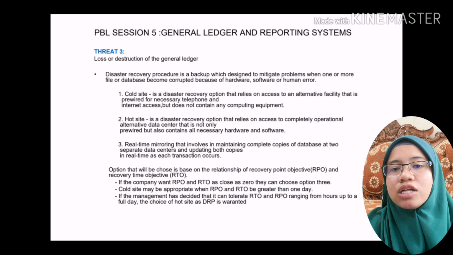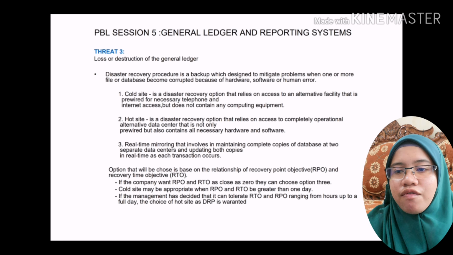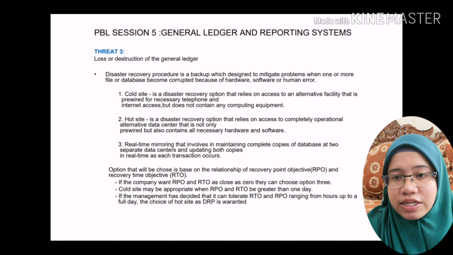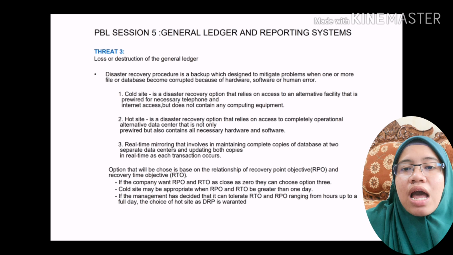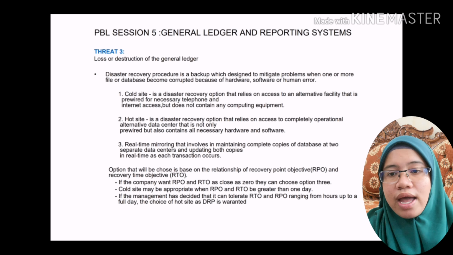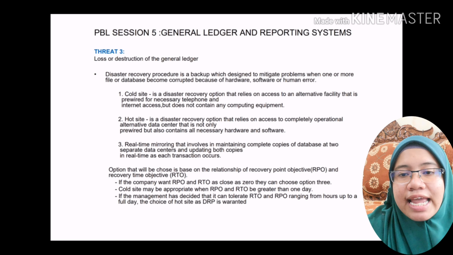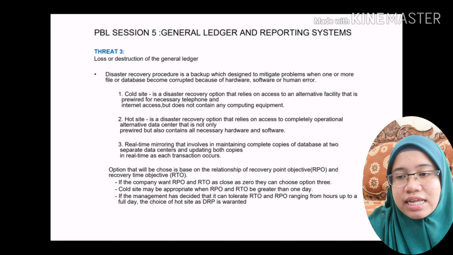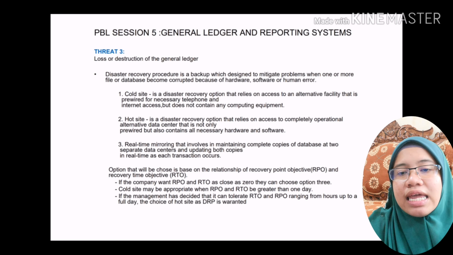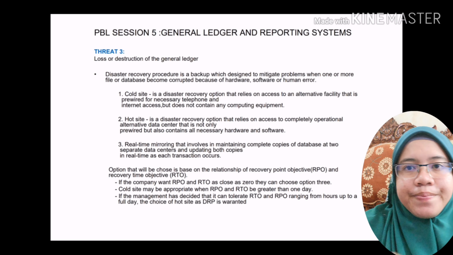The second option is to contract for use of a hot site. A hot site is a disaster recovery option that relies on access to a completely operational alternative data center that is not only pre-wired but also contains all necessary hardware and software. The third option is real-time mirroring, which involves maintaining complete copies of the database at two separate data centers and updating both copies in real time as each transaction occurs.